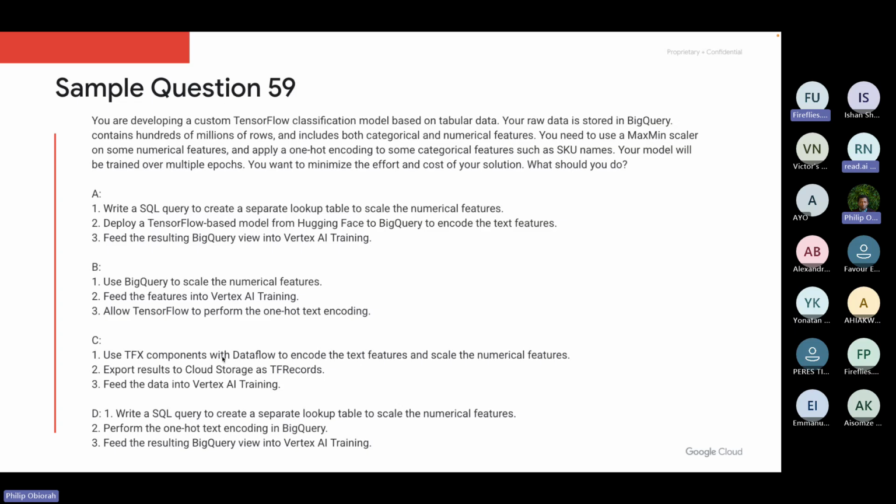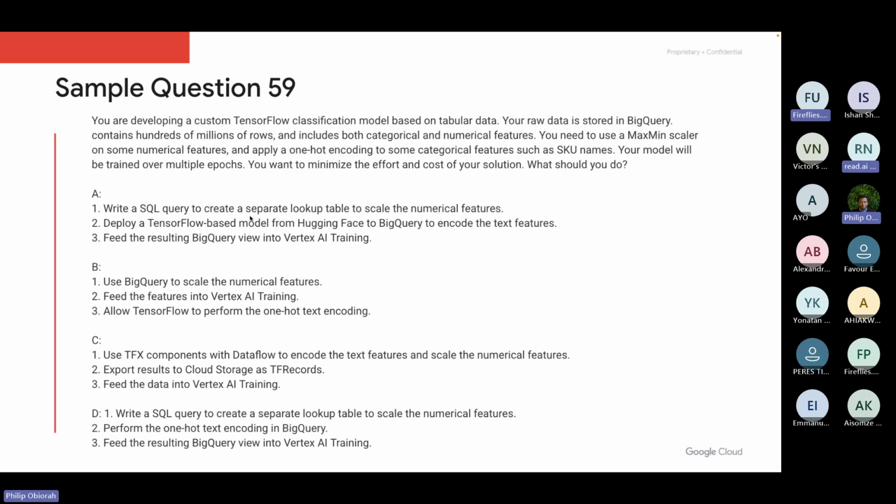C is heavyweight because you have to start setting up the TFX production pipeline with data flow for the TFX records, and then before you now feed it into Vertex AI, right? So we're looking at the easiest way to do this, minimize effort. So C wouldn't be the best option here because of this minimized effort.